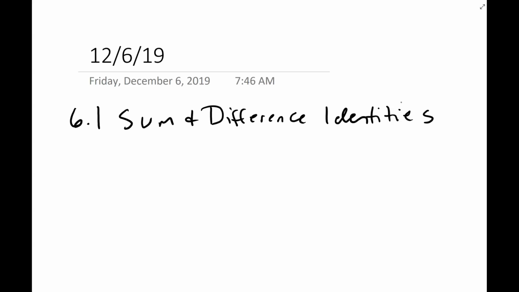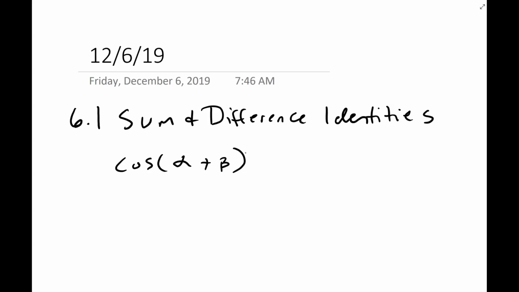Thank you. In chapter 6, we're going to be developing a new set of identities. So chapter 6 is going to feel fairly similar to chapter 5 in that regard. We're going to start with angle sum and difference formulas. So I want to be able to figure out an identity for, like, cosine of the sum of two angles, or the difference of two angles, or the sine, or the tangent, or whatever. I want to develop some formulas for that.